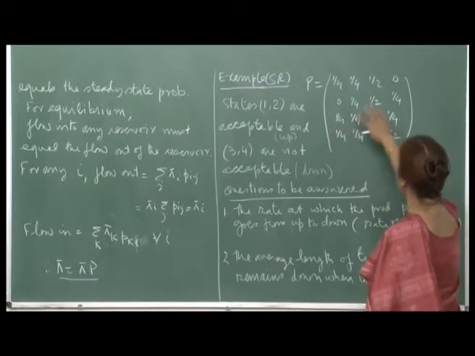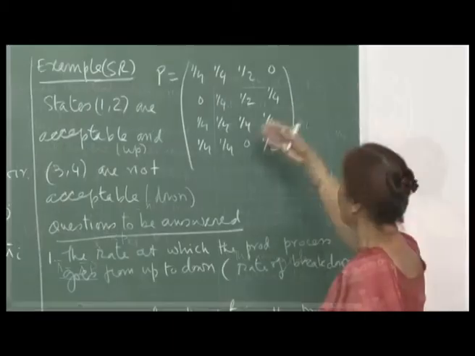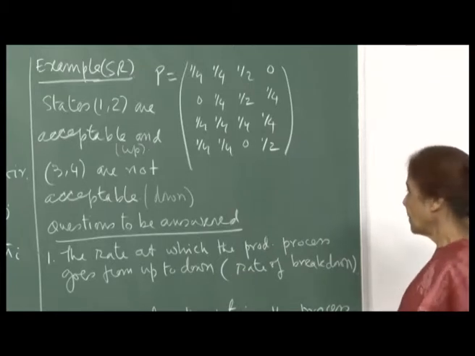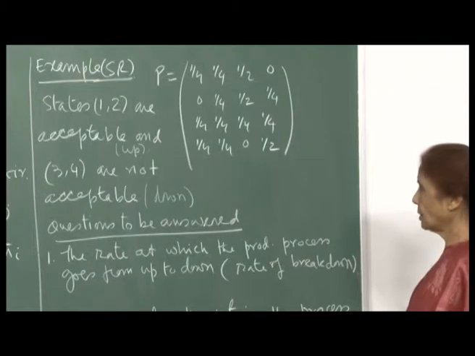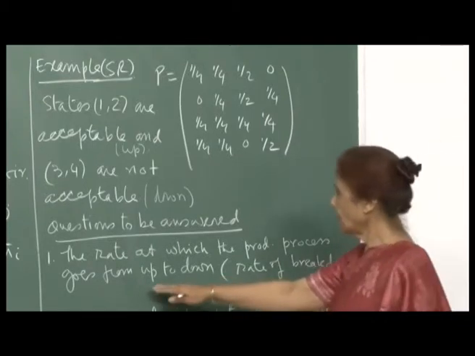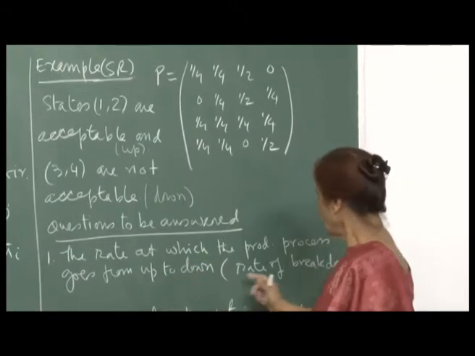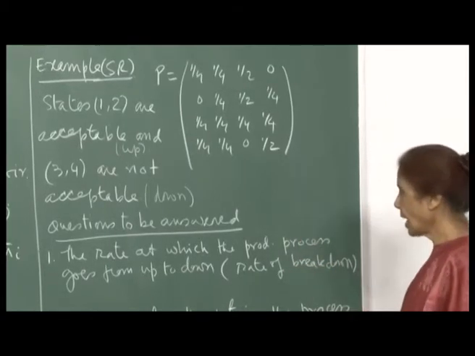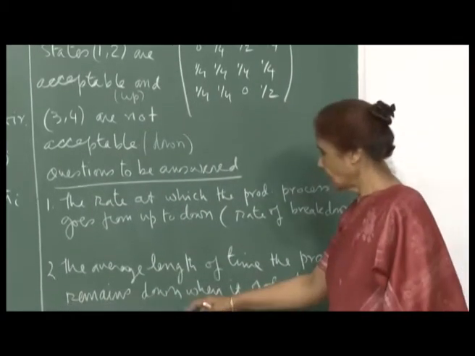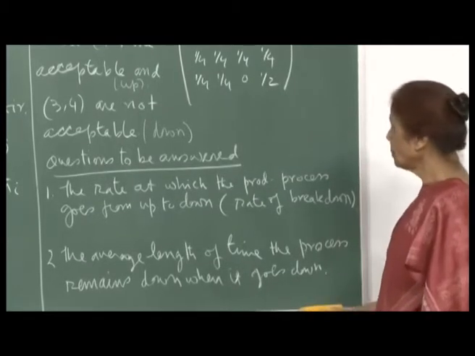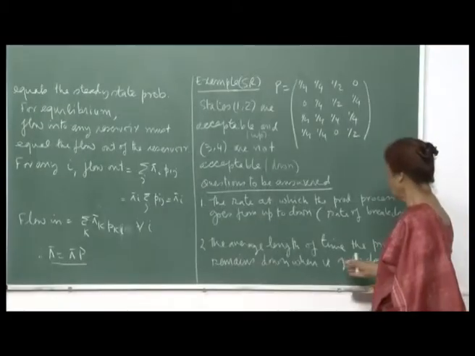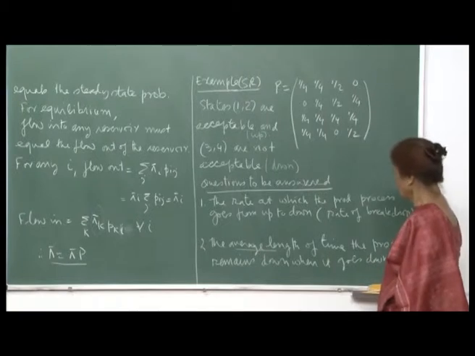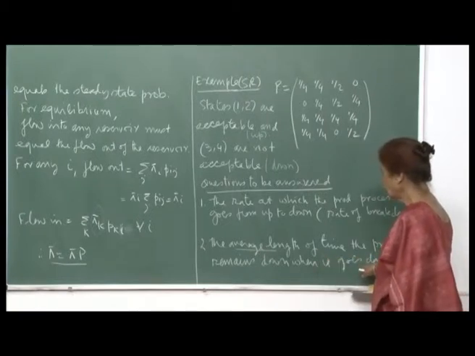So, there are 4 states, and this is your transition matrix from state i to state j, and there are questions to be answered. The questions that we want to answer are, first, the rate at which the production process goes from up to down, that means the rate of breakdown. When the machines are working and then there is a breakdown, you want to know the rate at which the process goes from up to down. Another question is the average length of time the process remains down. That is also very important, because with this kind of transition matrix you want to know for how long the process will remain down, and of course you always talk in terms of the average length of time the process remains down when it goes down. So, when there is a breakdown, for how long will it remain in that state before it comes up.